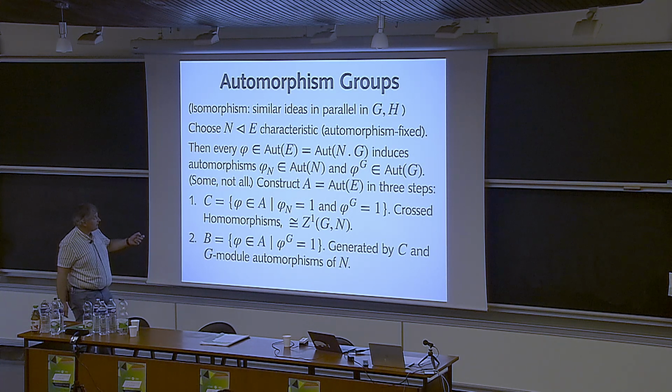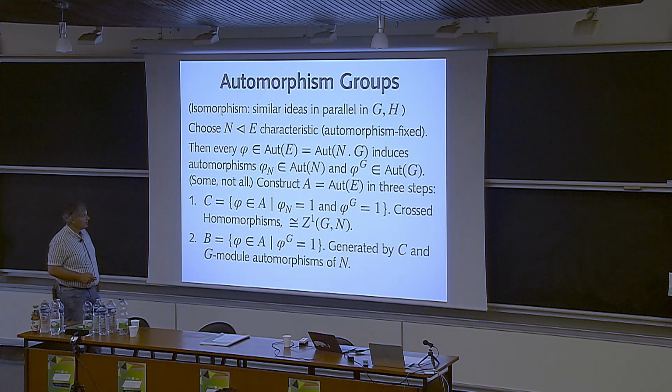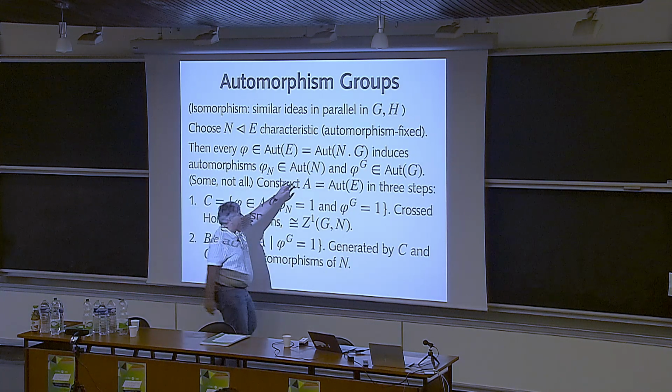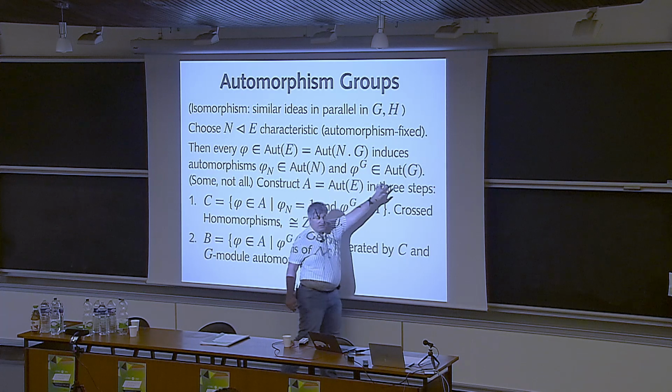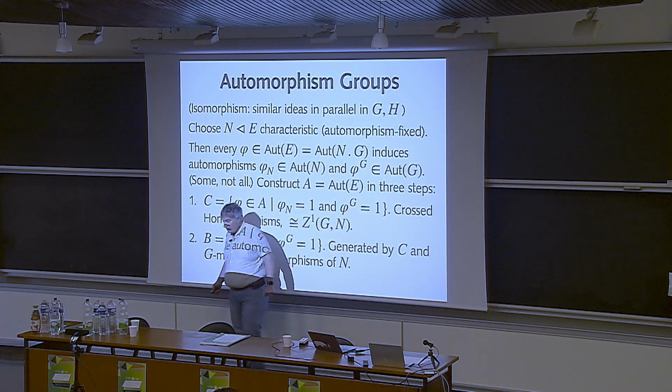Well, if it is characteristic, every automorphism of the whole group, which is such an extension, induces an automorphism of this normal subgroup, and it induces an automorphism of the factor group, simply by restriction or by acting on representatives and then looking what it does in the image. Not every automorphism of these is obtained that way. It's just some automorphisms.